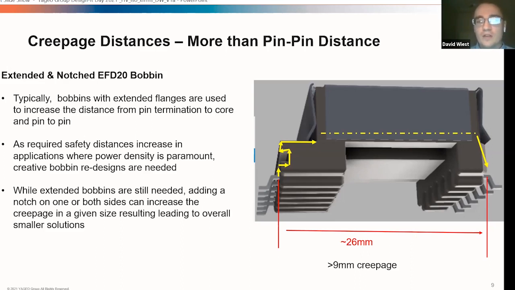And if you follow the yellow line, any path has to go up the bobbin wall through the notch and then back across to the core. So this significantly extends the distance using the same standard core. And this is a relatively new technique developed. Traditionally, the notch has not been there. Traditional extended bobbins are much longer and taller, so you take up much more space for a given size. These new bobbins do provide the same safety distances, and again, in smaller sizes.